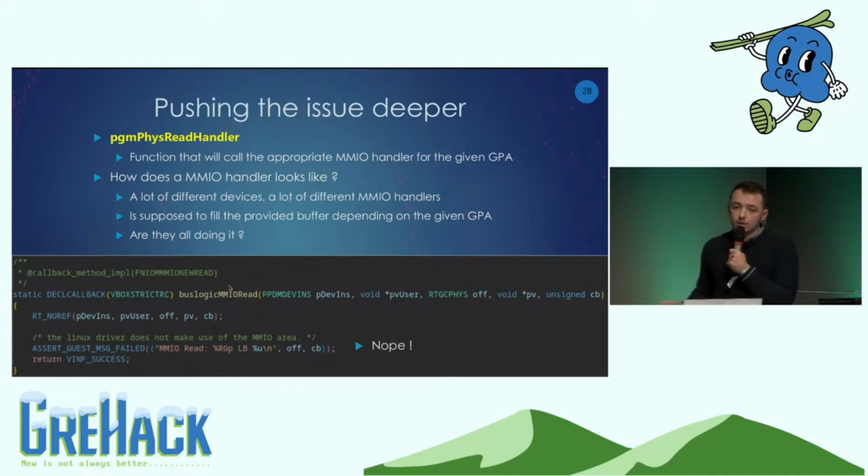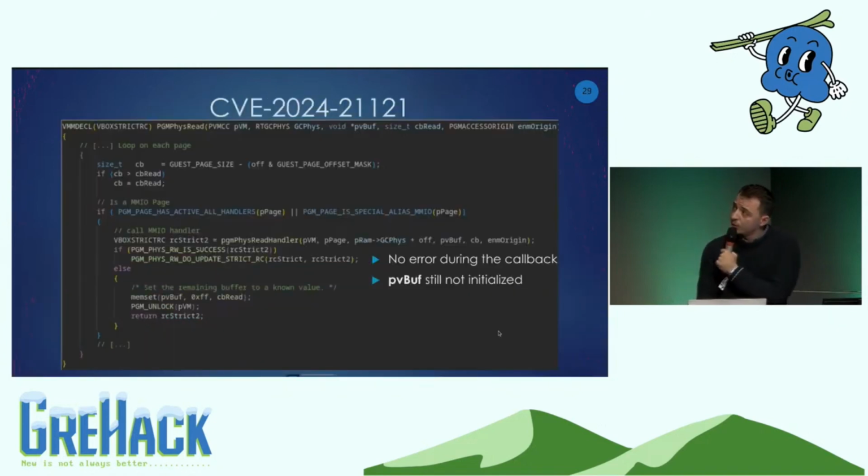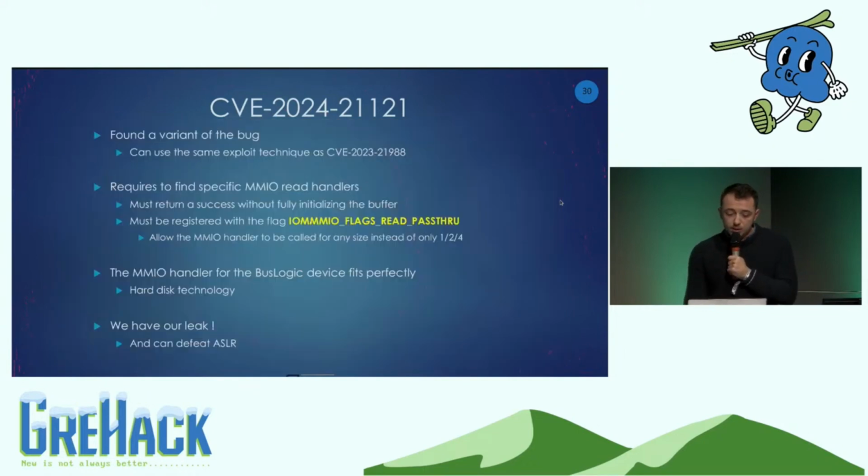Bus logic is a hard disk technology that you can enable. And there is an MMIO handler that basically does nothing. It just returns a success. There is even a macro preprocessor definition to make sure there is no warning because the arguments of the function are not used. So this handler does nothing and just returns a success. So if you go back to the caller, this function will return a success and the pvbuff buffer is still not initialized. So this is a variant of the bug. We have the exact same pattern but triggered a different way.